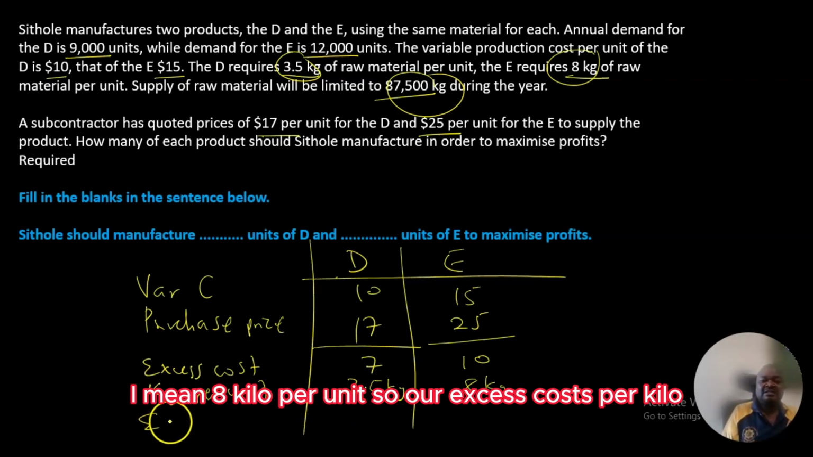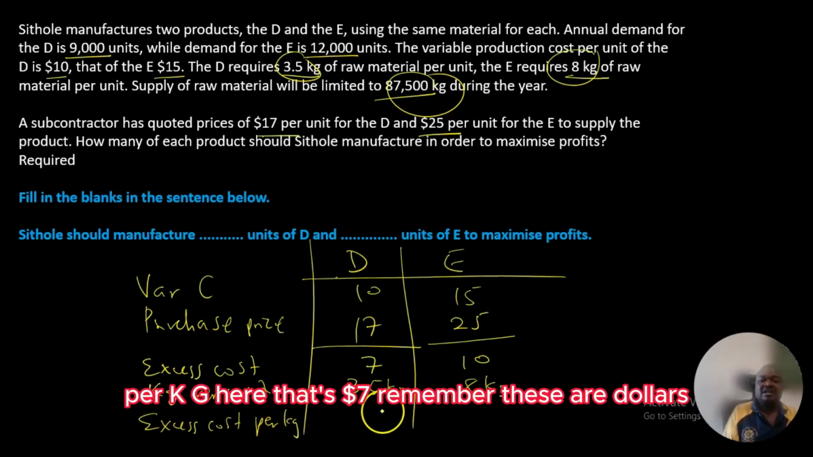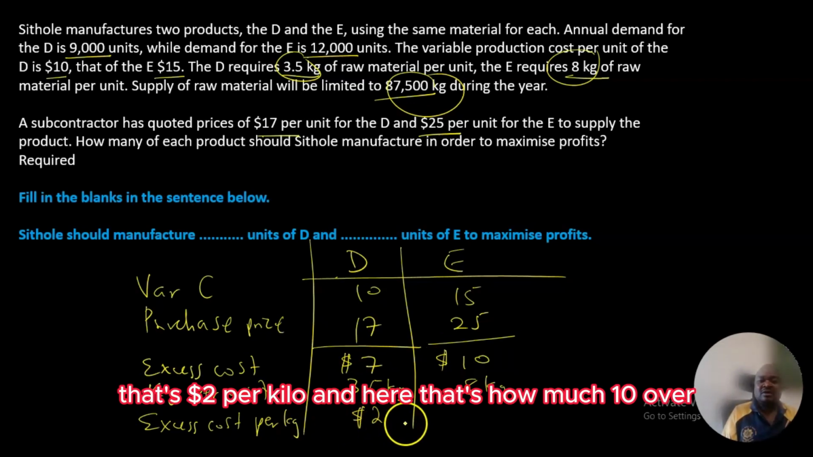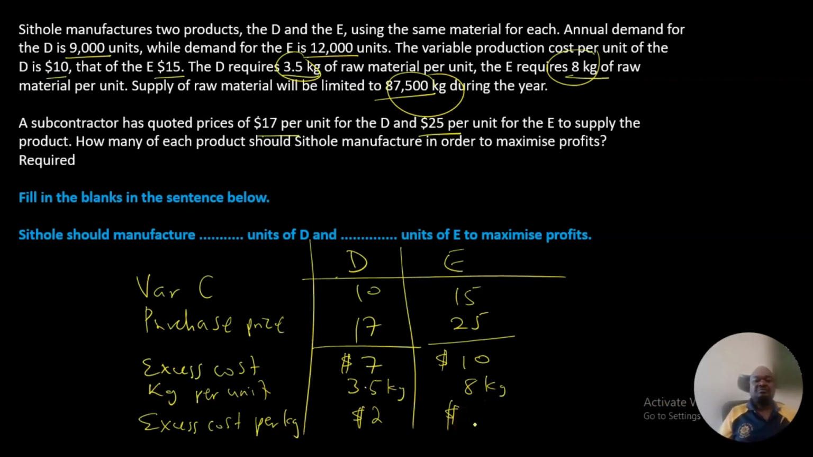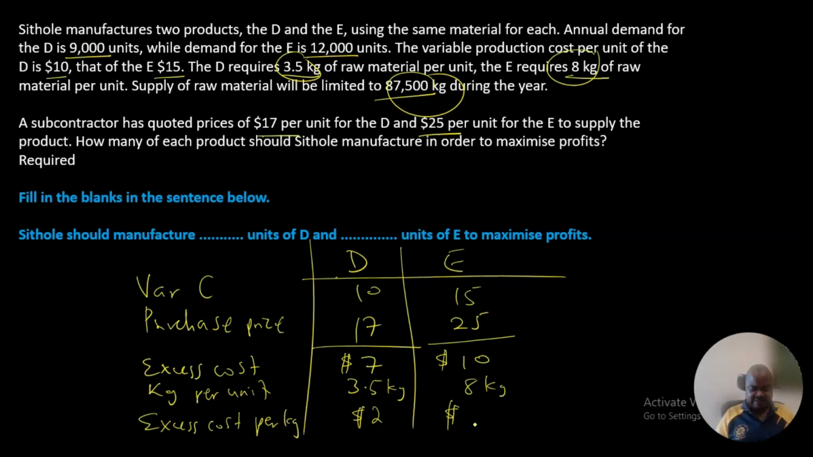So excess cost per kilo. Here, that's $7. Remember, these are dollars. $7 over 3.5 kg, that's $2 per kilo. And here, that's how much? 10 over, let me use my calculator. Please just give me a minute. 10 over 8, that's 1.25.